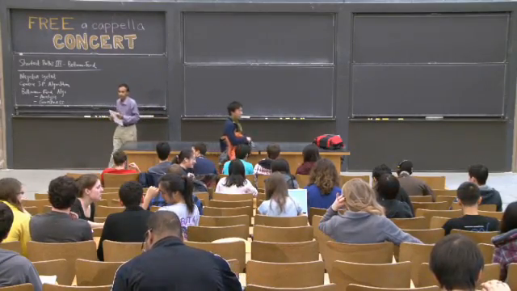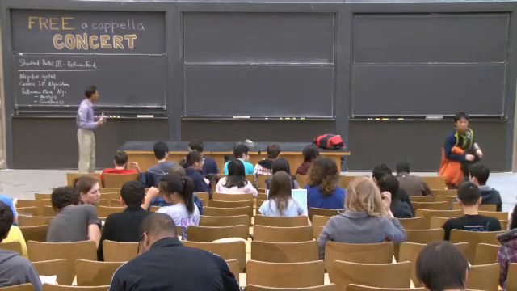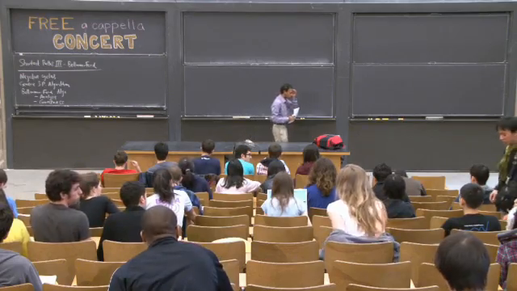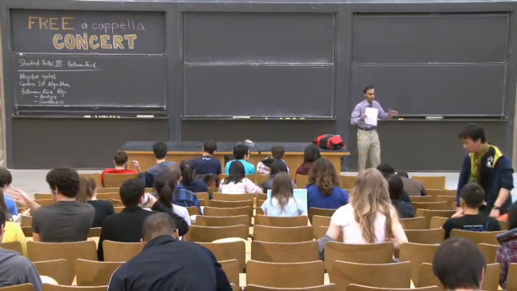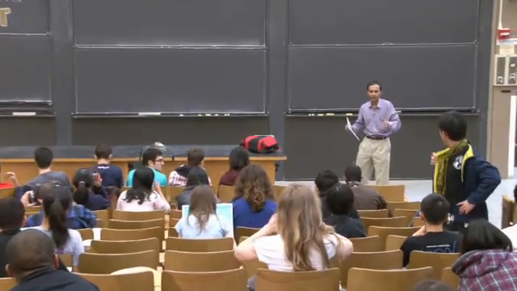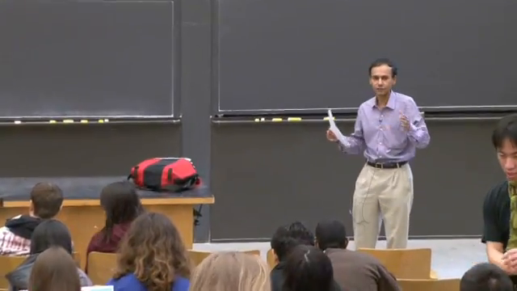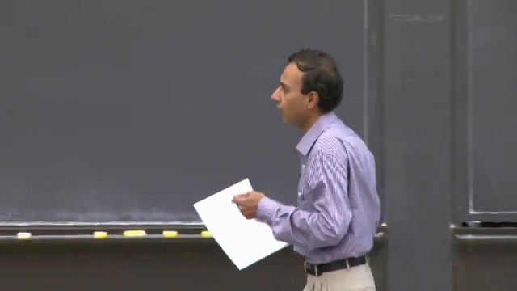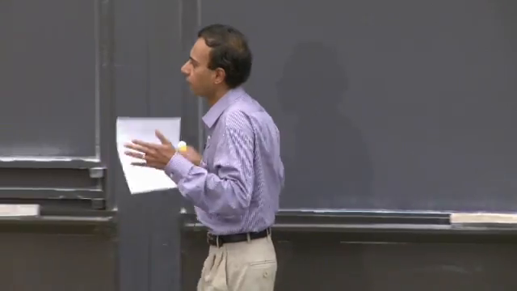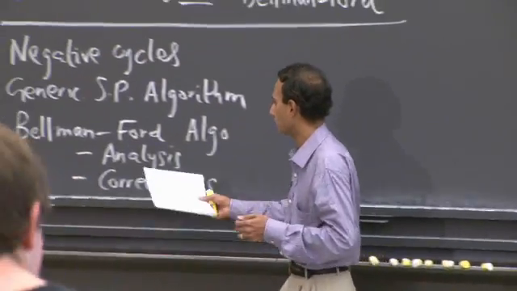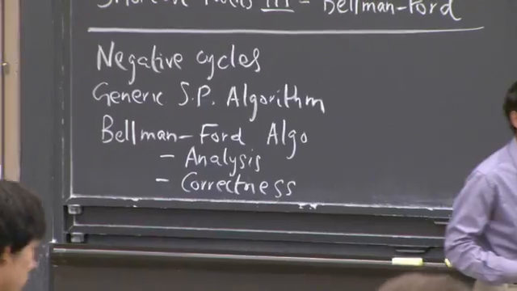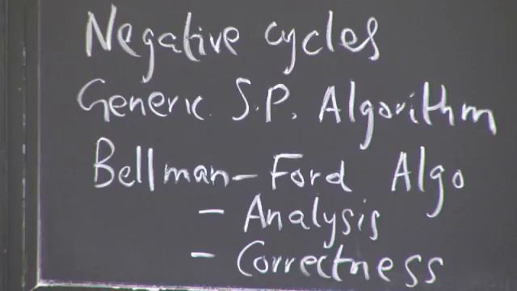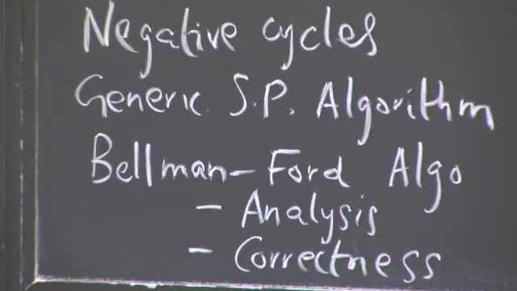Good morning, everyone. So, lecture 3 of 4 in the shortest path module, and today we'll finally confront our nemesis, which are negative cycles and negative edges. And we will describe an algorithm that is due to two different people. They didn't collaborate to produce this algorithm, Bellman and Ford, which computes shortest paths in a graph with negative edges.